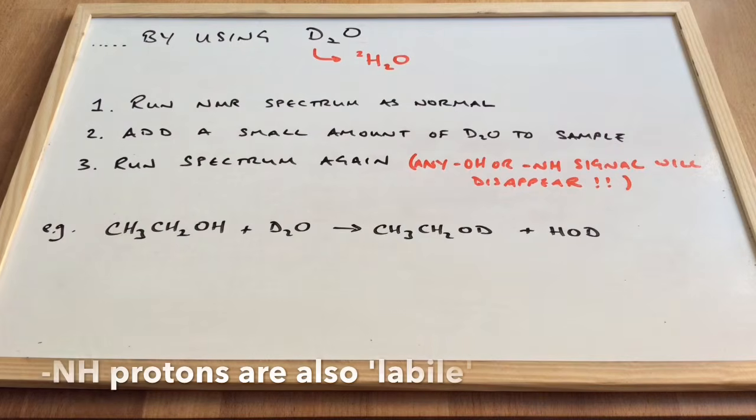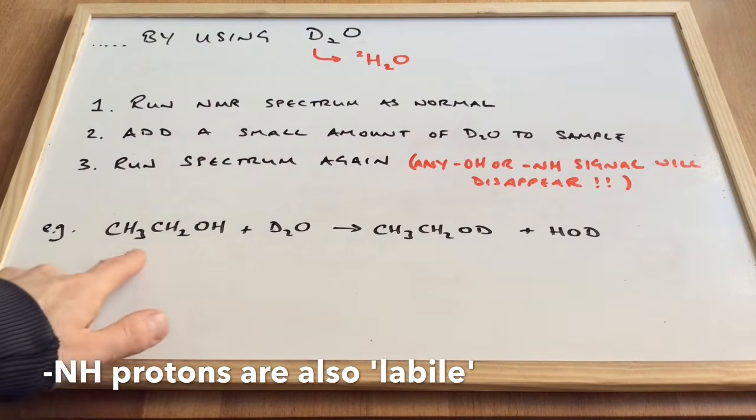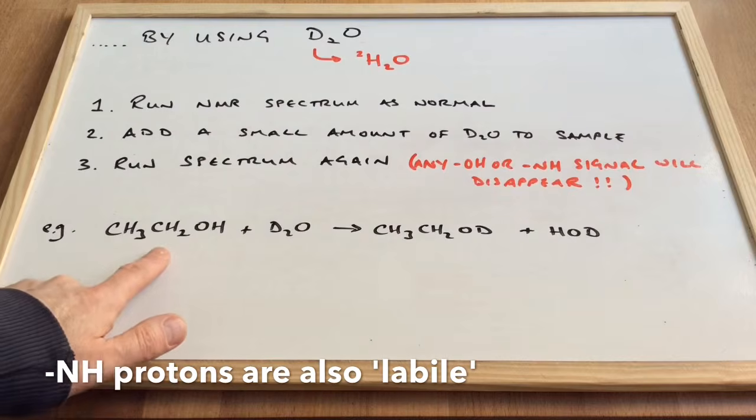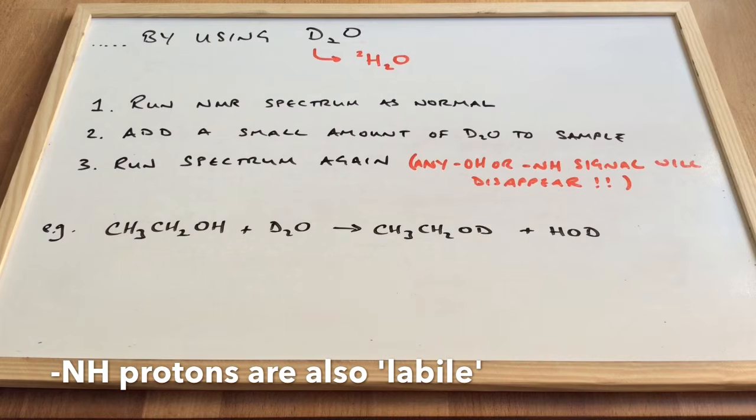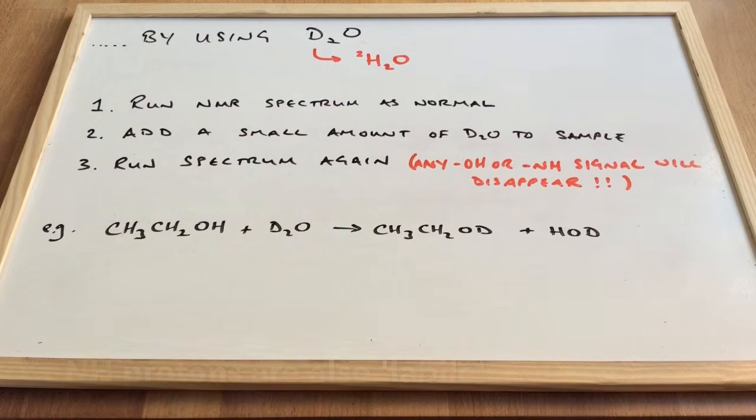If I'd had an NH, so I could have had an amine or something in here, the same sort of thing happens. The NH protons are replaced with deuterium isotopes, and again their signal disappears in the second spectrum.